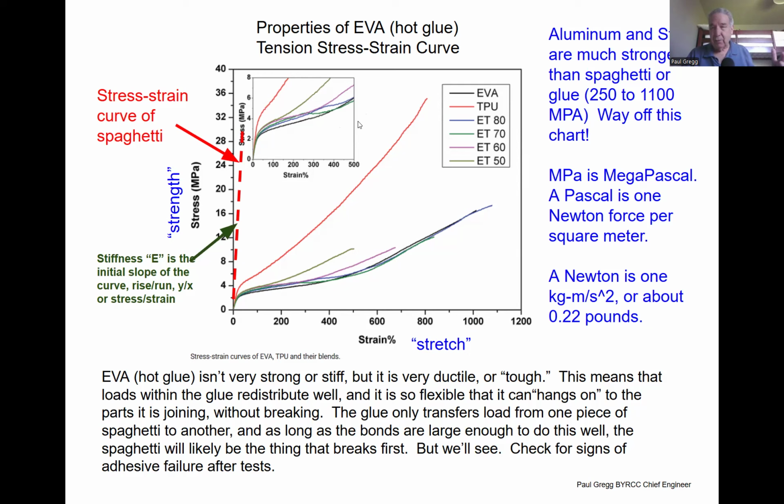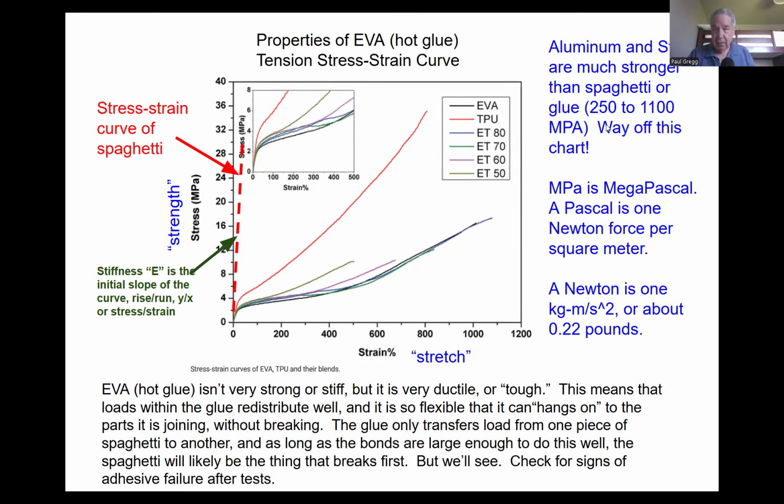In contrast, aluminum and steel are way stronger than spaghetti. We knew that. So spaghetti might go up to 30 megapascals. Aluminum and steel and titanium, they go from 250 to over 1,000 megapascals. So they're way off this chart. Okay, and you'd expect that because they're structural materials and dry spaghetti is not.